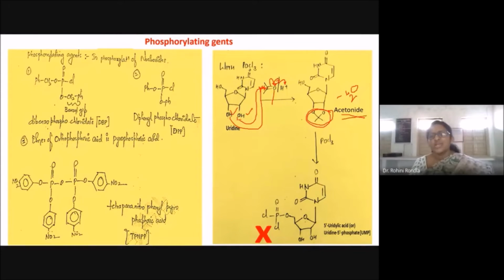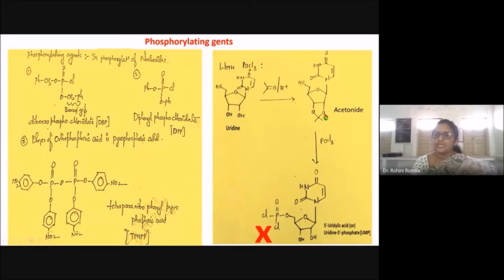Why are we doing all this? We are just protecting hydroxyl groups. We are going to attach the phosphate group at this OH group, so we should protect these OH groups, we have to block them. That is why we are adding acetone and H+.